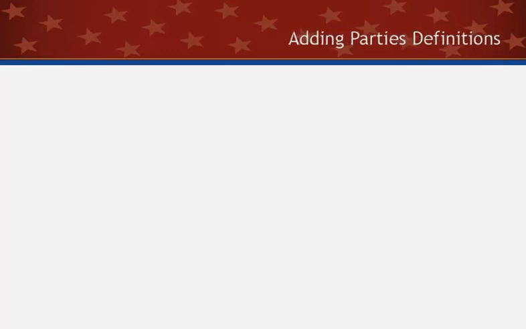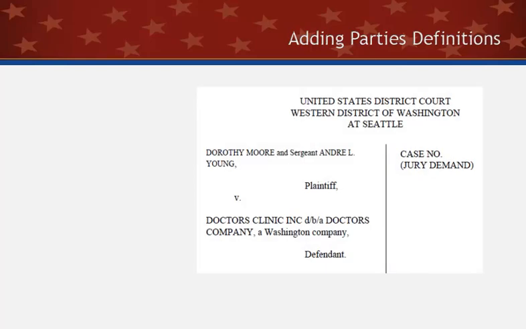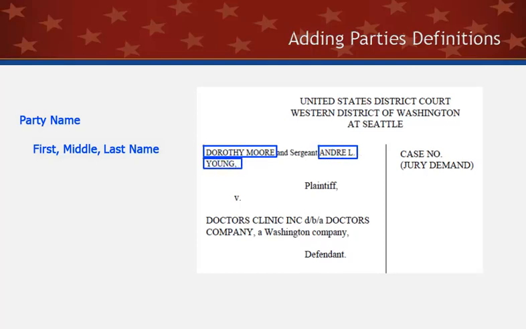Before we get started, let's review some basics about adding parties. It's important that you're familiar with a few definitions before you begin to add parties to your case. They are: party name, first, middle, and last name, as listed on the initiating document. In this example, there are 3 party names: Dorothy Moore, Andre L. Young, and Doctors Clinic Incorporated.